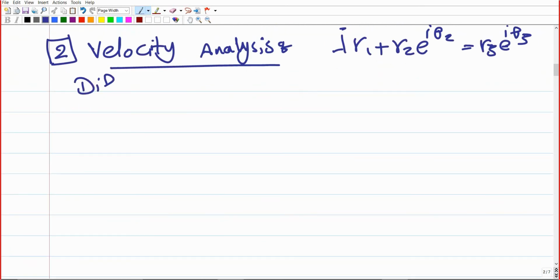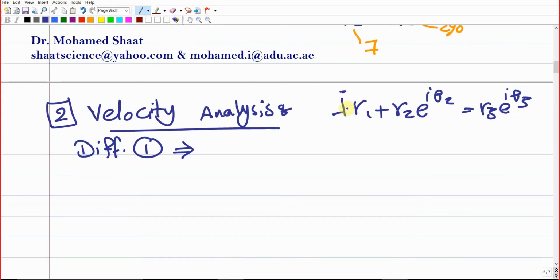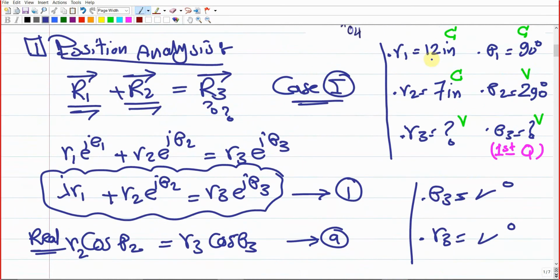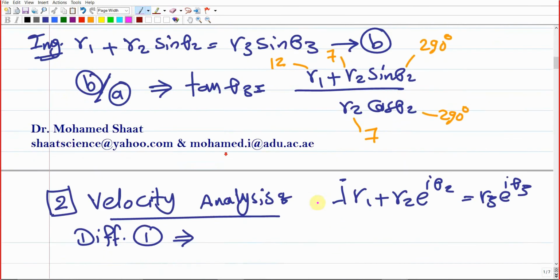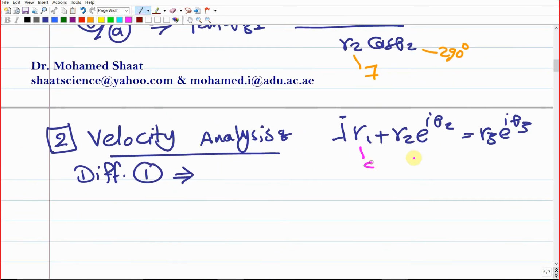I'm going to differentiate this equation with respect to the time to end up with the loop closure equation, but for the velocity analysis. So this term, R1 is definitely constant as already given there, right? All the terms are constant except 3, which are theta 2 is variable, R3 is variable, theta 3 is variable. So if we just indicate it here, this one is constant, this one is constant, this one is variable, this one is variable, this theta is variable, right? So we're going to do the differentiation.